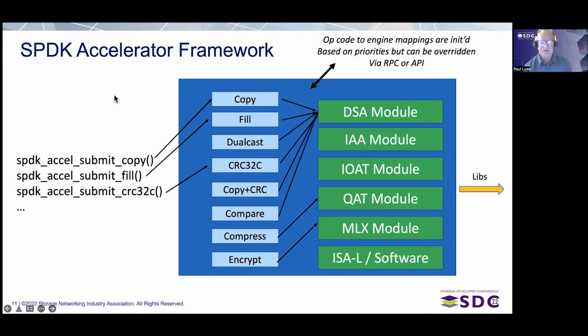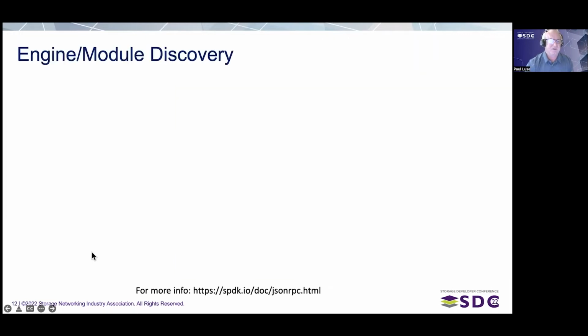So in this example, these first 6 opcodes all map to the DSA module, and compress and encrypt map to QAT and the Mellanox module, respectively, right? These are all extremely flexible, and we can map these however we want. This is just the initial static mapping in this particular example. Okay, so let's see exactly how we do that.